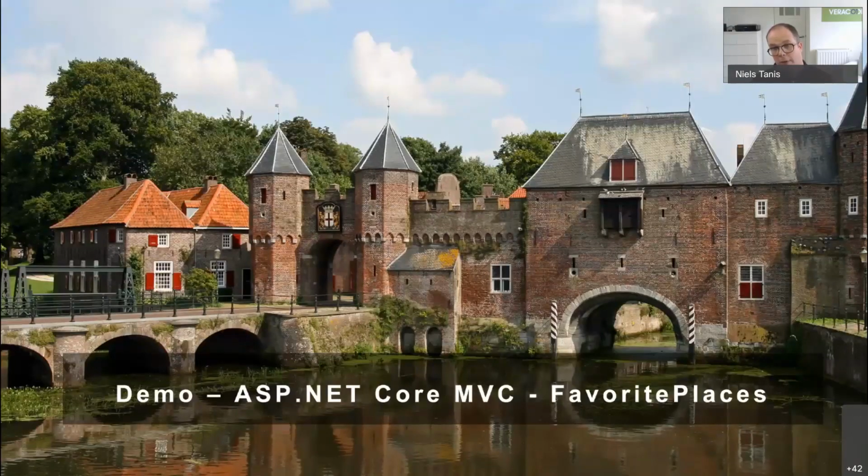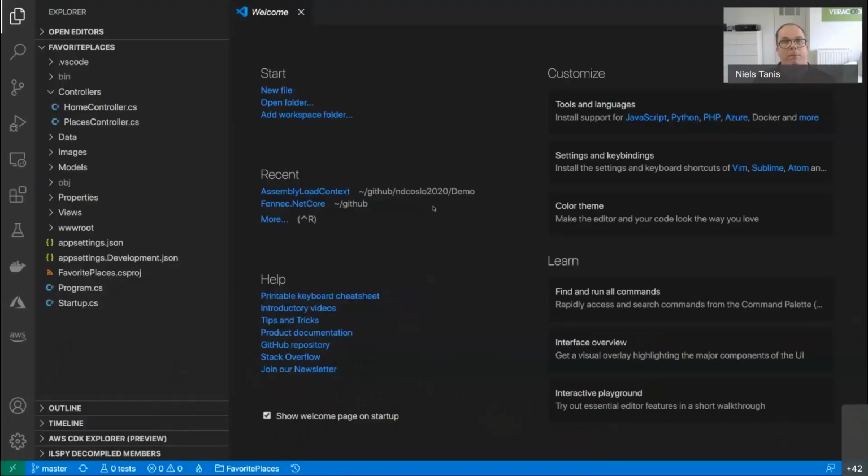Small side note, the photo that you're seeing right here is the nice Koppelpoort in Amersfoort in the Netherlands, and it's a nice spot to visit. So let's move to the app, and let's move to VS Code, and let's dig into some code and then work through the problems that we're going to see today.